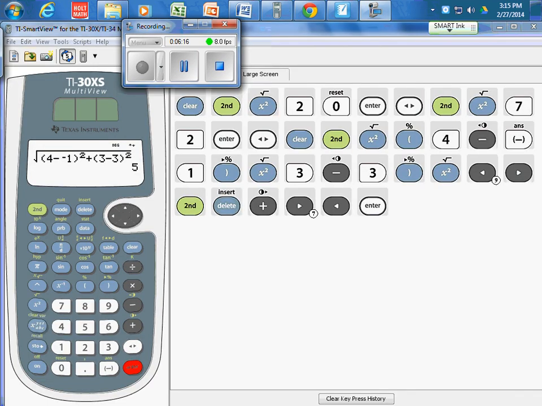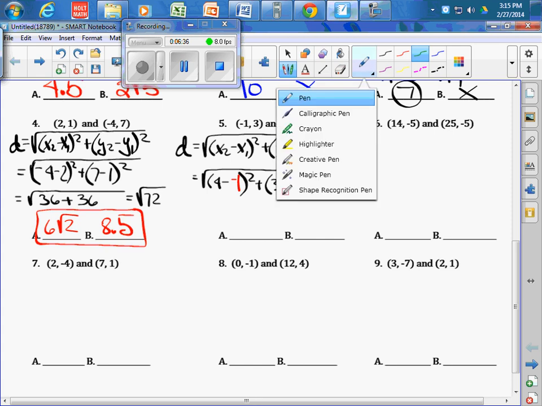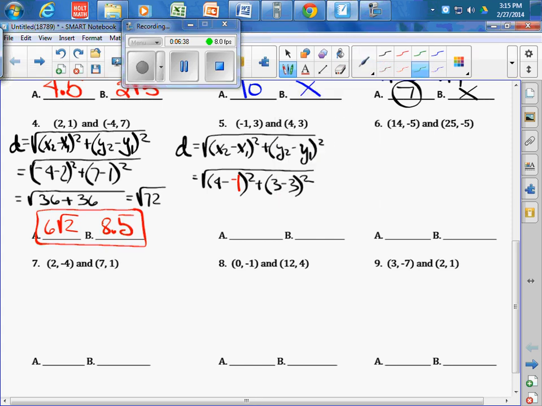Have you noticed that you can type this in exactly how you see it? If you did the square root of the parentheses 4 minus negative 1 quantity squared plus 3 minus 3 quantity squared and just press your equals, you'll get 5, and that's the answer here. So we're looking at 5 being the answer. All you have to do is just plug it in. Since we don't have to use a simplified radical, we won't include that.